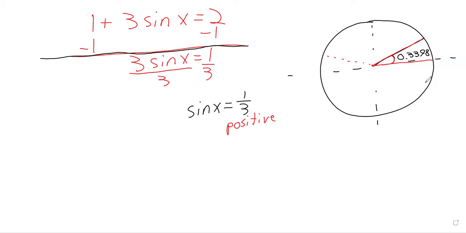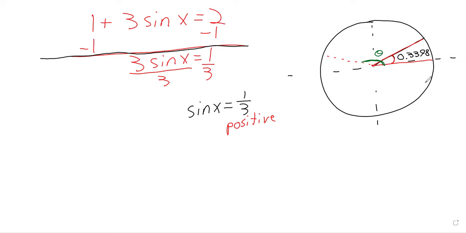So, as for this angle in the second quadrant, how do I find it? Taking the sine of 0.3398, that's not quite what we're looking for.